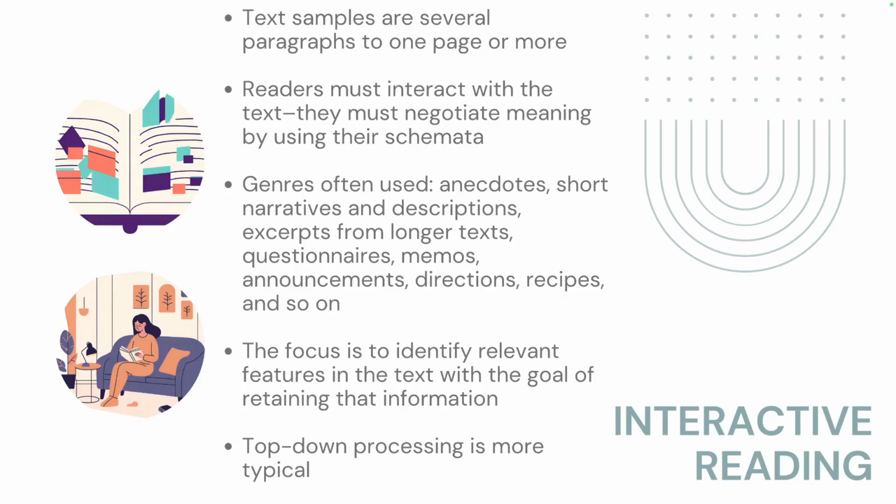So genres often used for this type could be anecdotes, short narratives and descriptions, maybe an excerpt from a longer text, a questionnaire, a memo, announcement, directions, recipes, and so on. The focus here, though, is to identify the relevant features in the text with the goal of retaining the information. And this is more top-down processing. So we're starting to look at more of the macro skills.